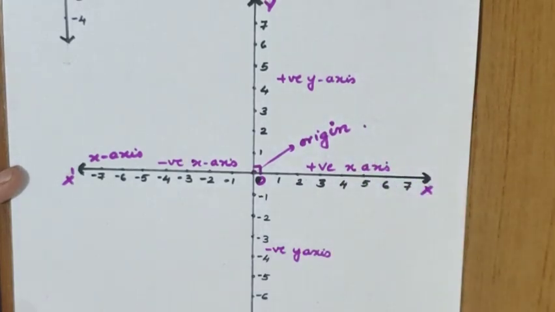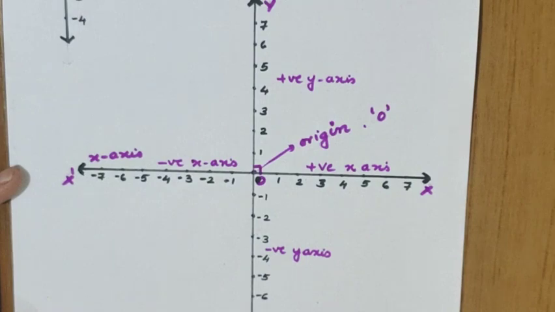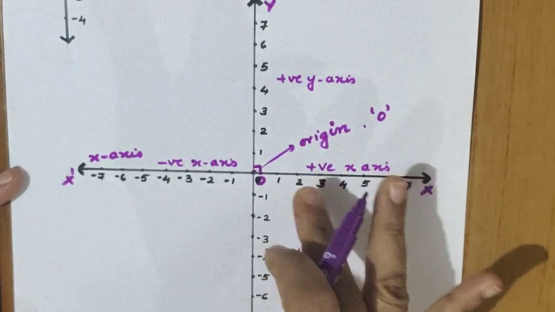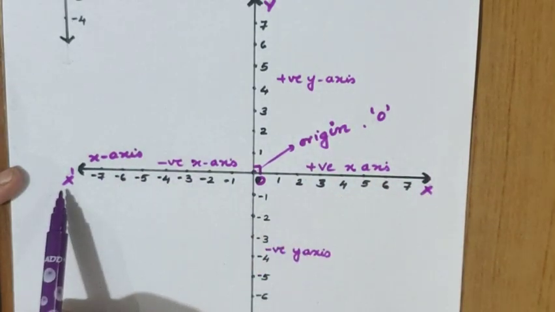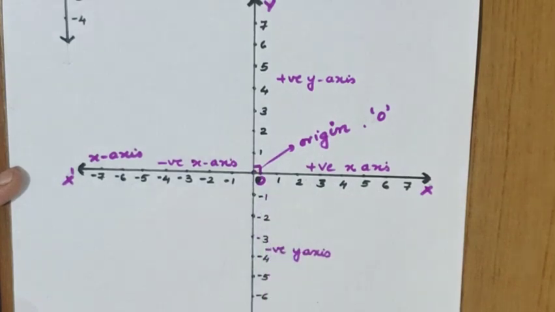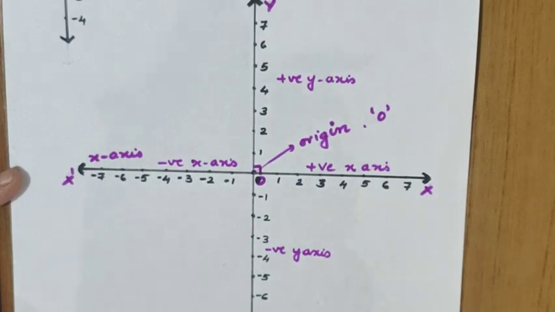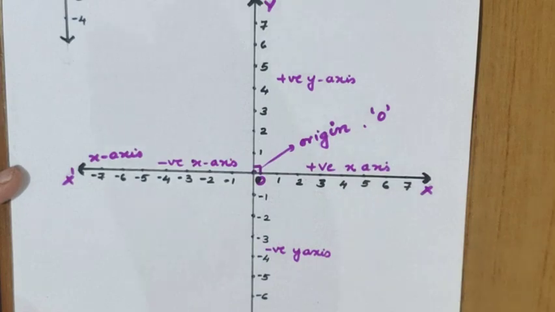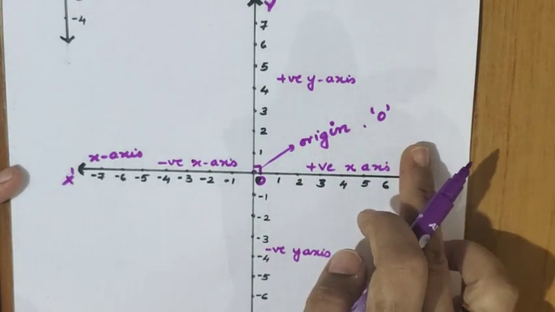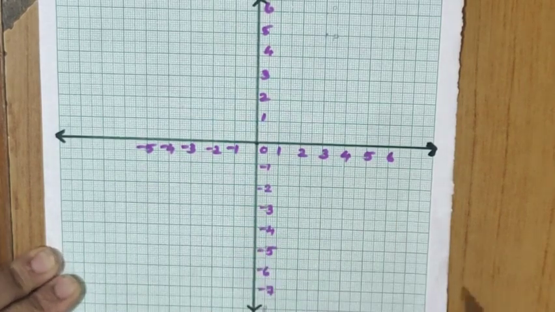Okay, it is denoted by O. Which letter is used here? The letter is O only. So OX and OY are called the positive direction of the x and y axis respectively. Then OX dash and OY dash are called the negative x-axis and negative y-axis. The point of intersection of the x-axis and the y-axis is called the origin, and it is denoted by the letter O.